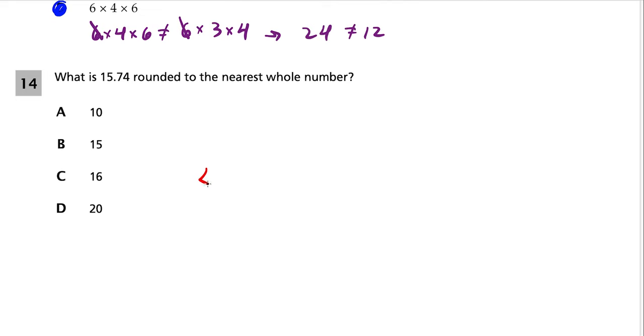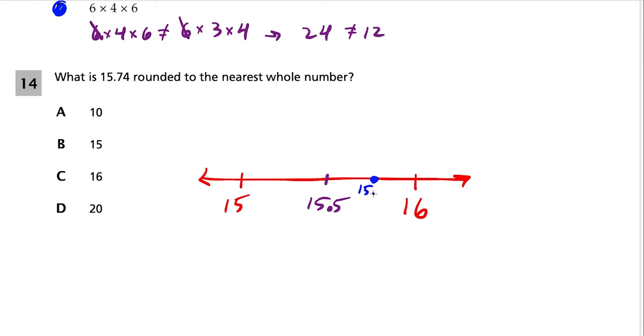For question 14, we're rounding, and it's all about having a nice number line in your head. So I think about, if I'm rounding 15.74 to the nearest whole number, first off, we're between 15 and 16. And I look at the halfway point, 15.5. So 15.74 is somewhere around here. 15.74 is between 15.5 and 16. And what we're asking ourselves is, is this number, 15.74, closer to 16, or is it closer to 15? In this case, it's very visually obvious that this is closer to 16. So we're going to round to 16.